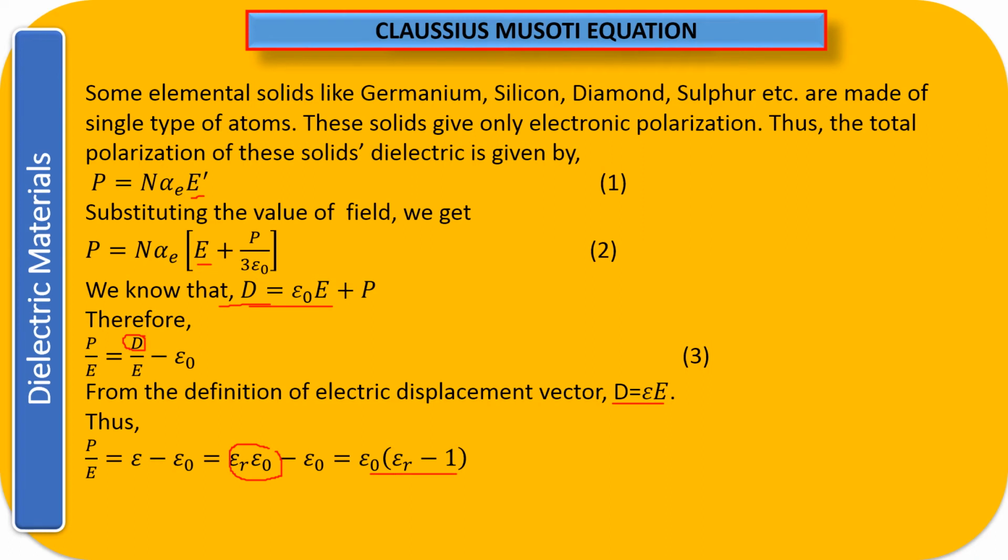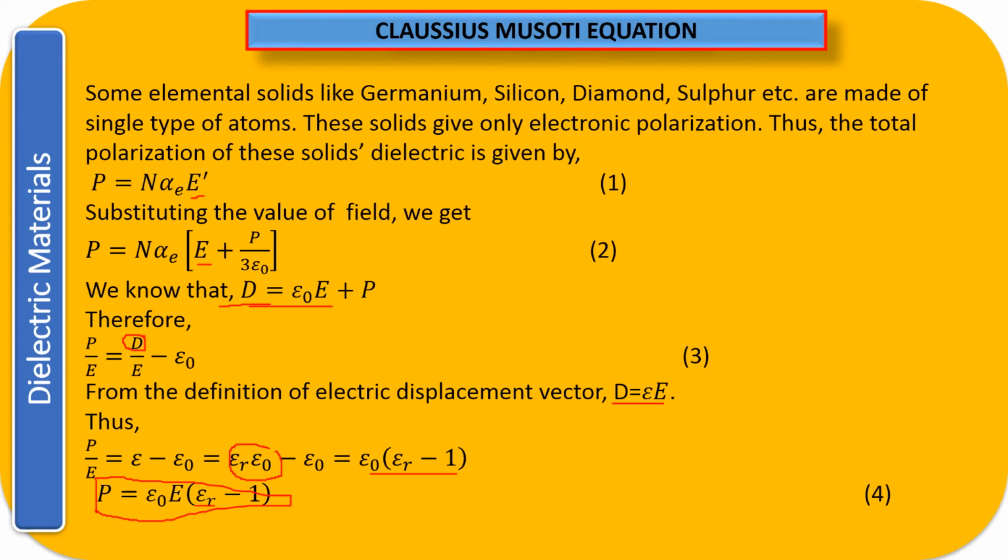So therefore the value of P is, taking out E, P is equal to epsilon naught into E into epsilon r minus 1. Epsilon r is your relative permittivity, or this is also called your dielectric constant. So this is an important relation, and you should always remember it from the numerical point of view also, as we'll be using it in numerical problems. P is equal to epsilon naught E into epsilon r minus 1.